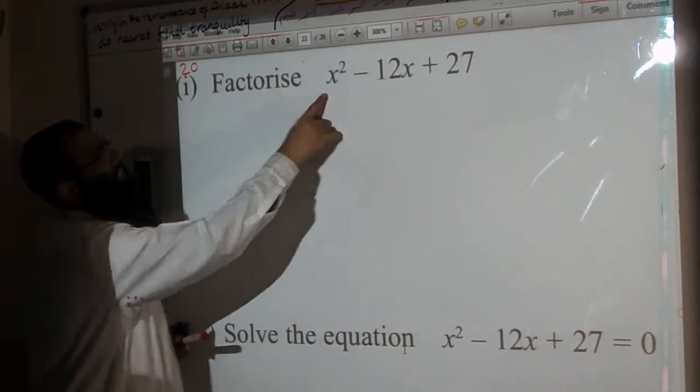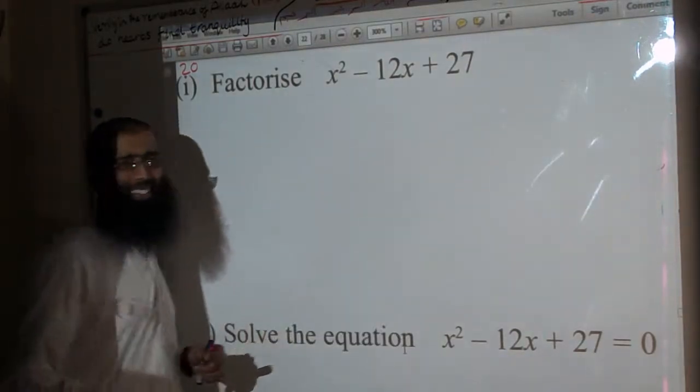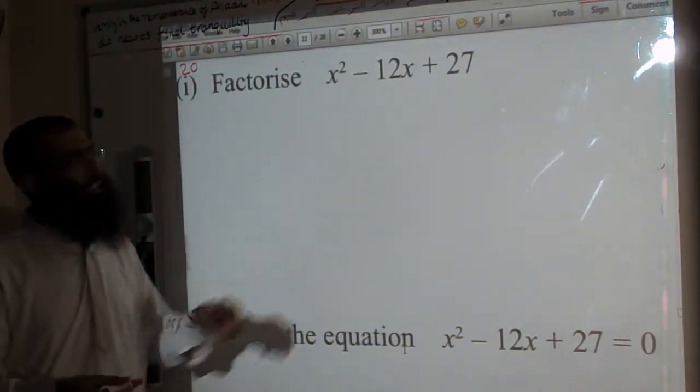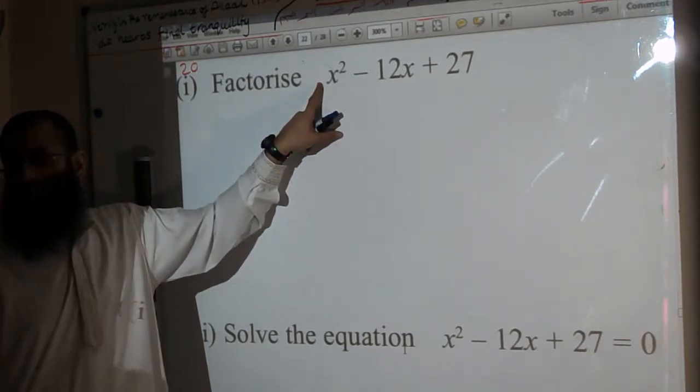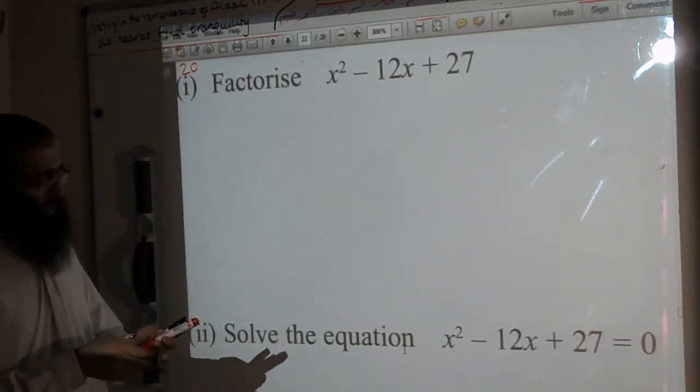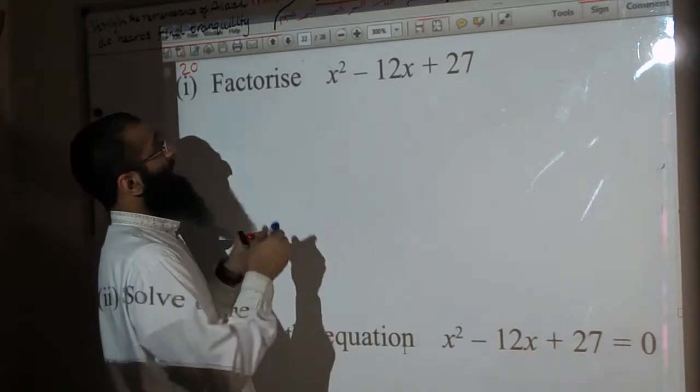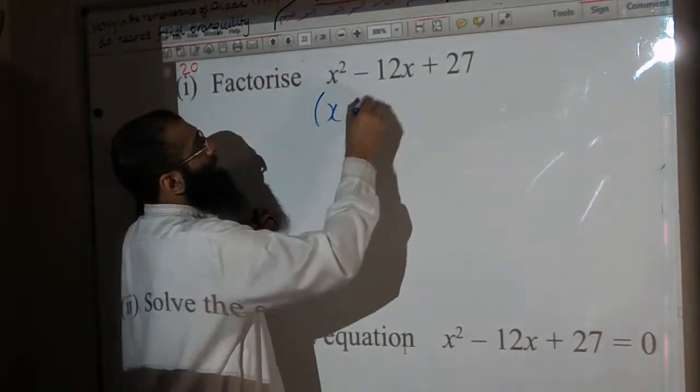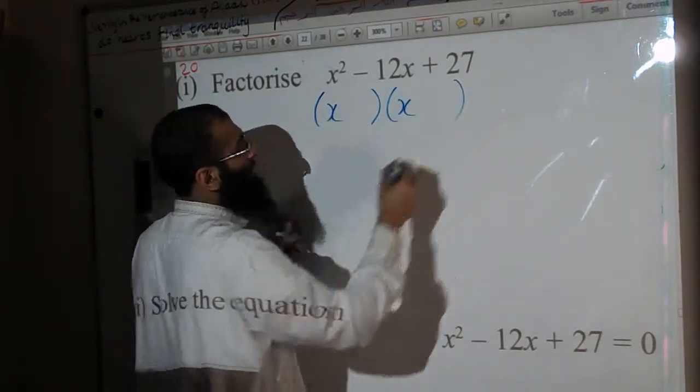Okay, we've got to factorize x squared minus 12x plus 27. A quadratic equation given in the format with the a value at the front being 1 is a gift. Right, we are now looking for, let's set it out. The answer is going to be in this format.